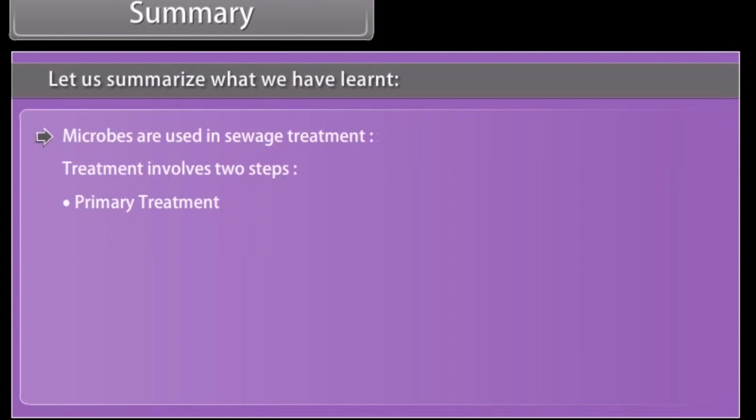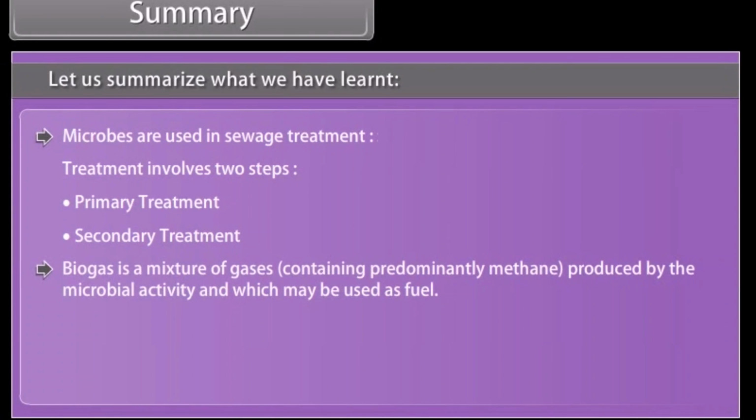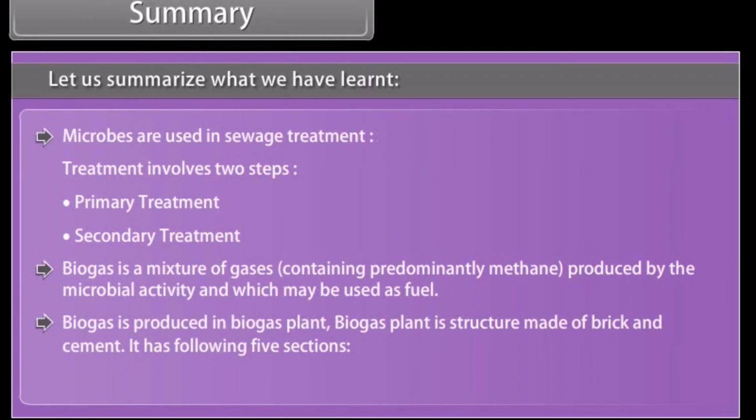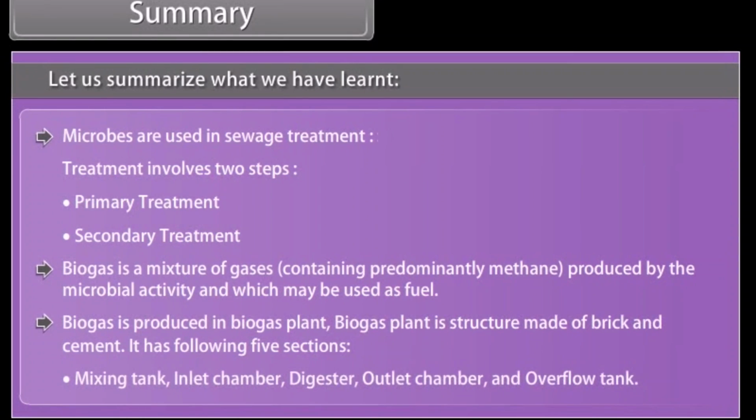Number 2, secondary treatment. Biogas is a mixture of gases containing predominantly methane produced by the microbial activity and which may be used as fuel. Biogas is produced in a biogas plant. Biogas plant is a structure made of brick and cement. It has the following 5 sections: mixing tank, inlet chamber, digester, outlet chamber, and overflow tank.